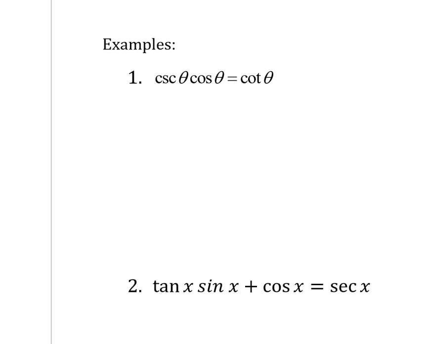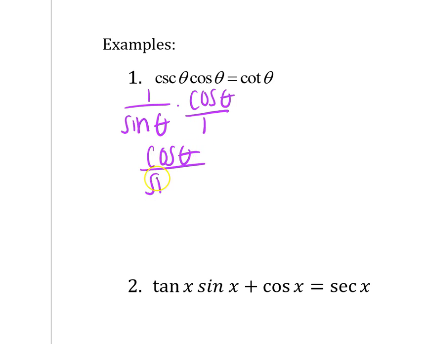I've got cosecant theta, cosine theta equals cotangent theta. So I'm going to start with the left-hand side here and just start rewriting things. I've got cosecant, which I can rewrite as 1 over sine of theta. And cosine of theta, I'll just leave that as is. Now when I multiply these, so multiply numerators and denominators, I get cosine of theta over sine of theta, which is cotangent theta, which is what I was trying to get on the right-hand side. And that one's done.